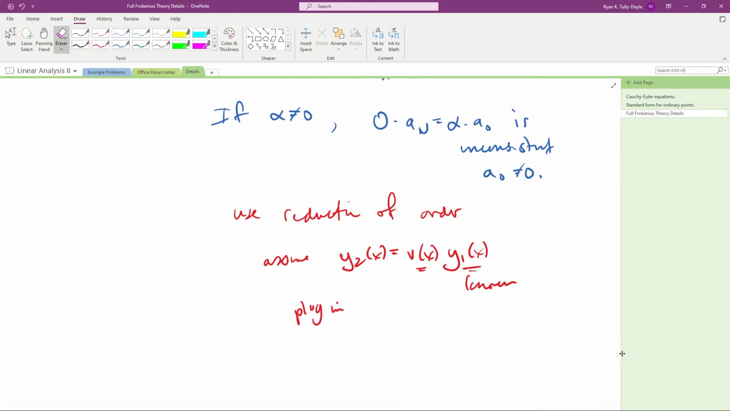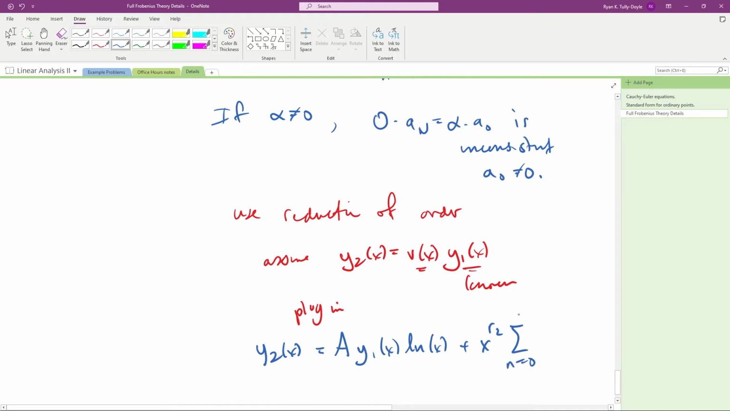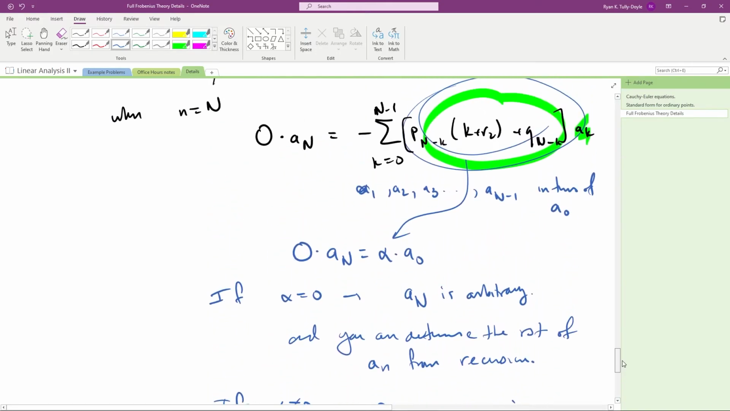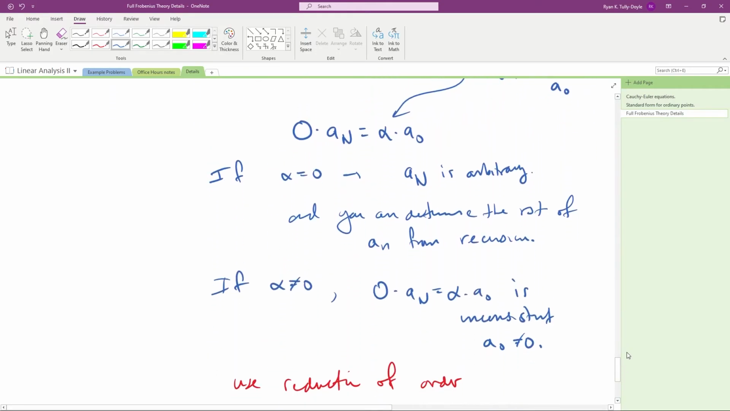If you turn the wheel on that, what you're going to end up with is that your second solution looks like y2 of x is equal to some constant a times y1 of x times the natural log of x, plus the Frobenius series x^r2 times the sum from n equals 0 to infinity of b_n x^n. So this is the general form if you have the case that you have an integer difference between r1 and r2.